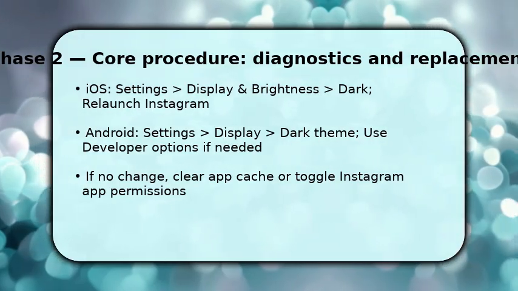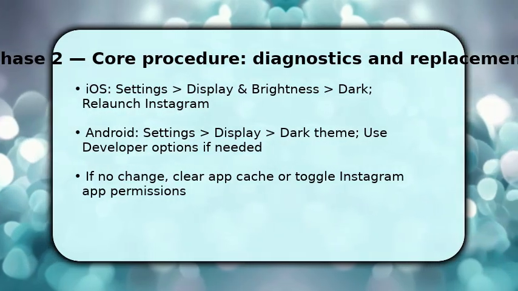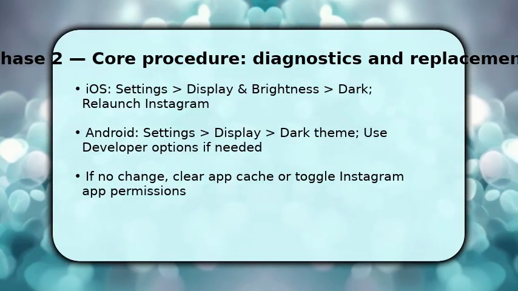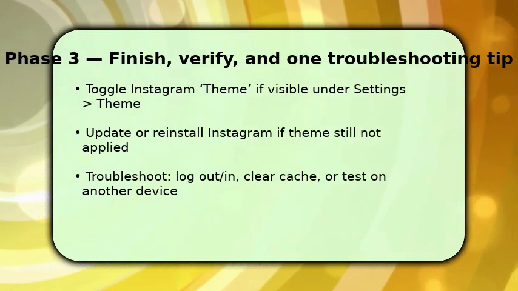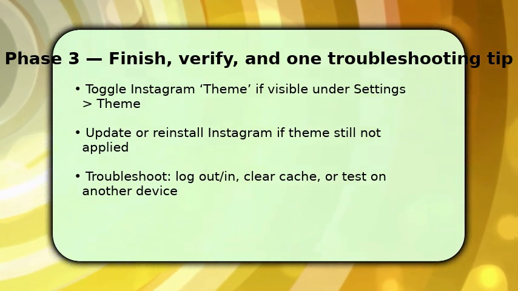Make sure to relaunch Instagram fully, not from background, because a full restart often pushes the theme change through. Finish by checking Instagram settings theme and choosing dark if available. Otherwise, the app should already reflect system dark mode.